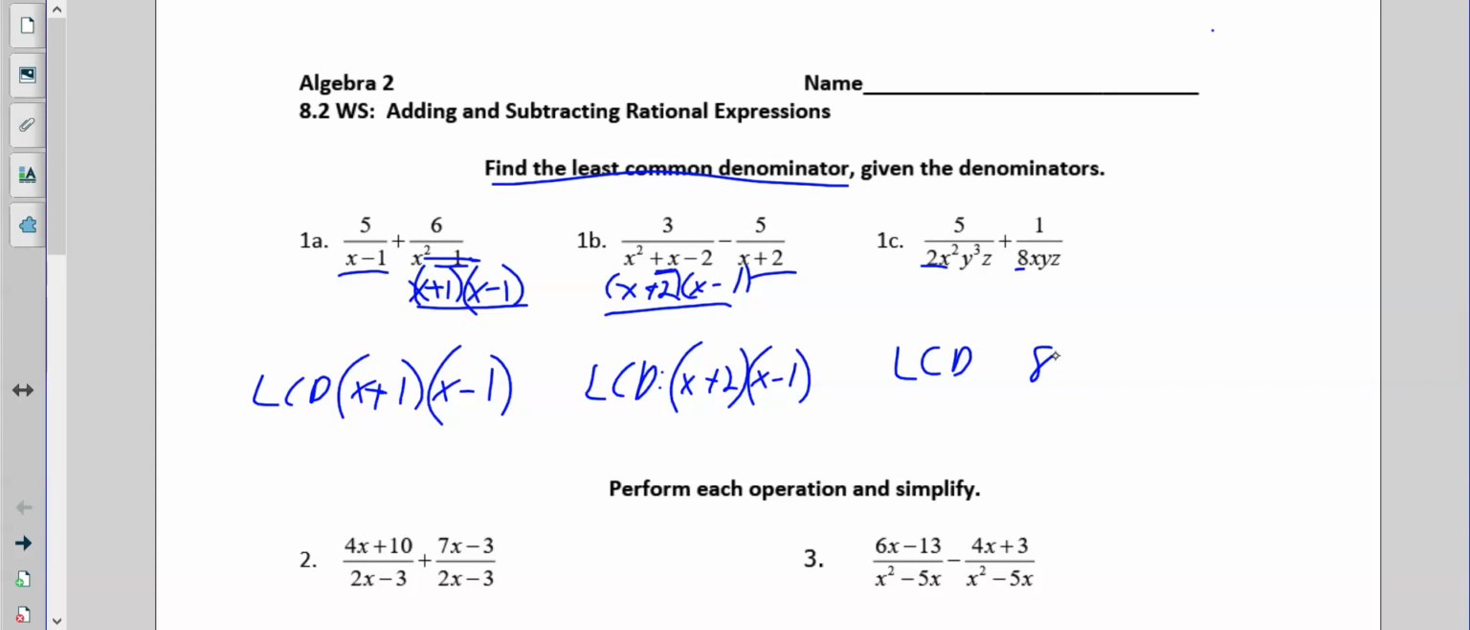Okay, and then we have x squared and x to the 1. Well, we can't go backwards, so we want to bump up to x squared. Y cubed, y to the 1. So again, we can't go backwards, so we're going to go with y cubed as the least common denominator, or in this case, least common multiple in the denominator spot. And then z and z, we just leave z.